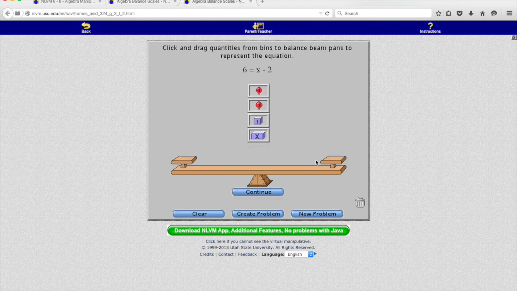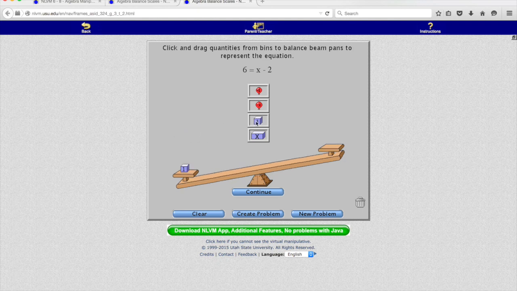Alright, so let's take a look at another example. In this case, one that deals with subtraction. Now, it's going to get a little trickier because of the nature of subtraction, but we're still going to try the same approach. First off, realize that to represent this equation, 6 equals x minus 2. The equal sign is the fulcrum point. It's the middle of the balance scale. So the 6 blocks that I pull out go over here.